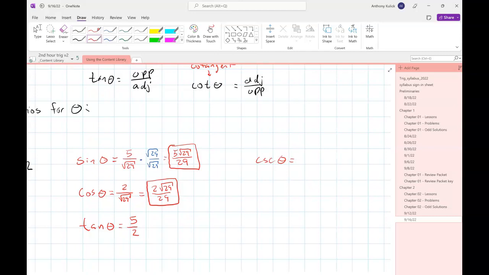Who's saying, Mr. Kulik, can we scroll over to look at the triangle again? I'd be like, nah, don't do that. What do we remember? What is cosecant the reciprocal of? Sine, which we already did. Yeah, not sin. We're not in religion class.